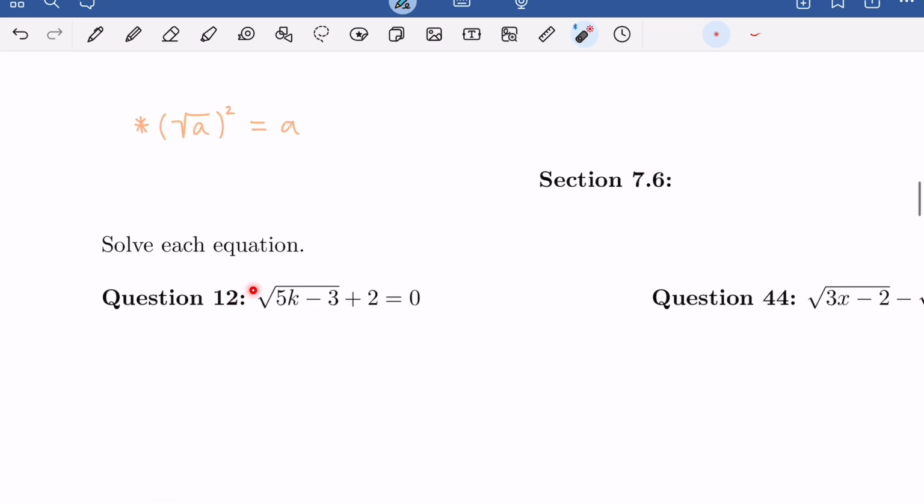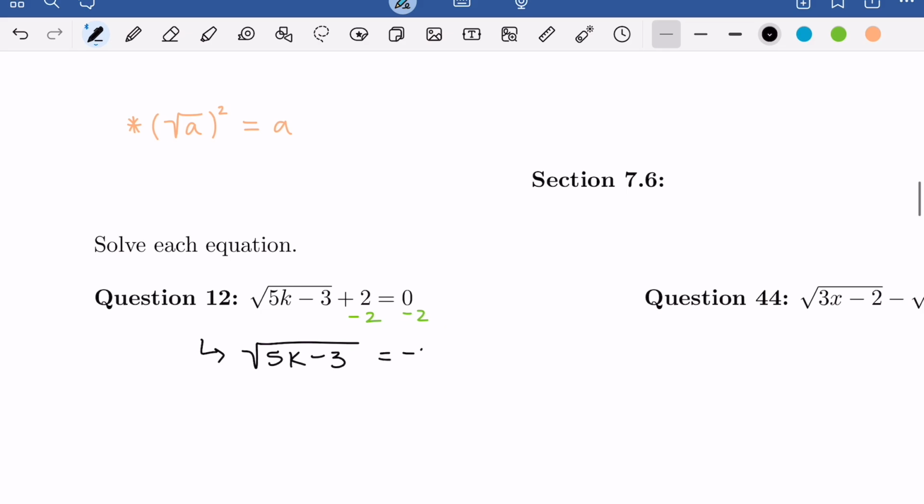We want to solve this equation here, so we want to completely isolate our variable k. Now to do that, the first thing that we're going to do is subtract 2 on both sides here. We're left with the square root of 5k minus 3 is going to be equal to negative 2. In fact, whenever we're solving equations with radicals, we do usually want to get the radical by itself on one side of the equation and everything else on the other side. This is because we want to use this property here.